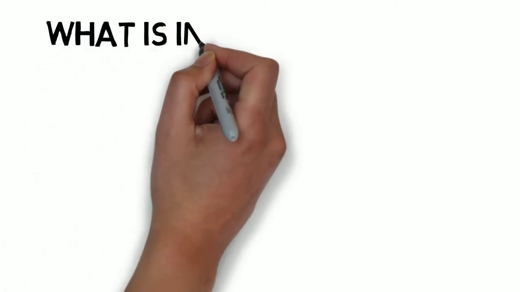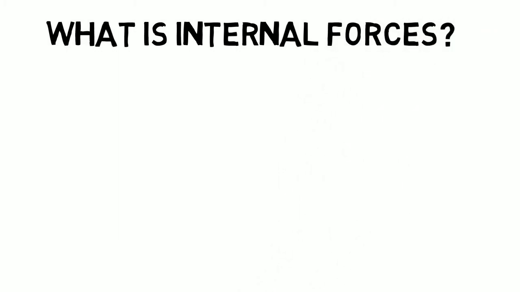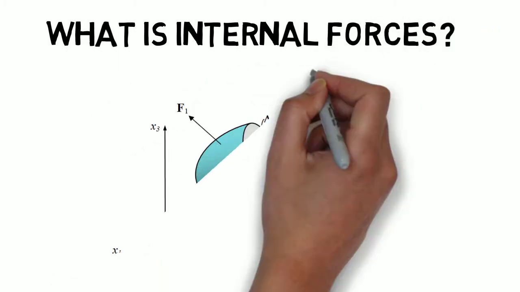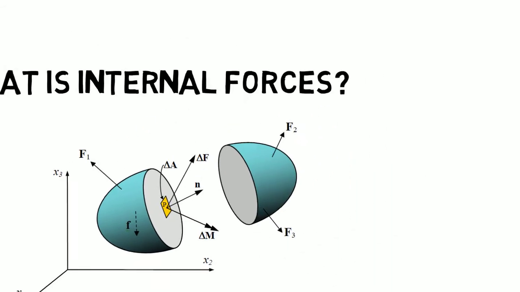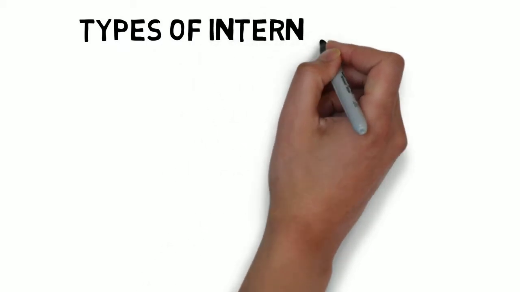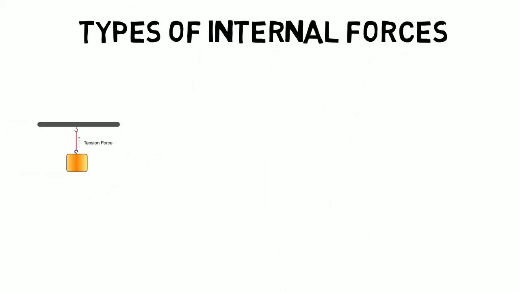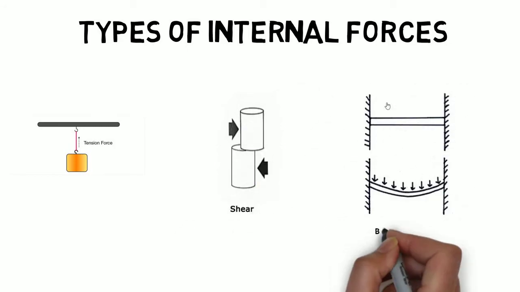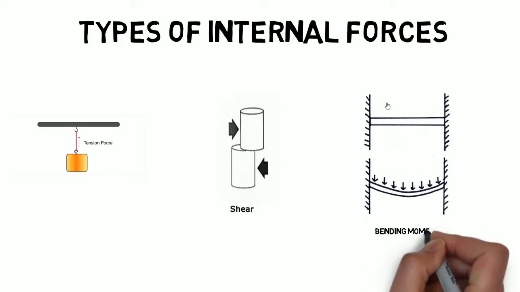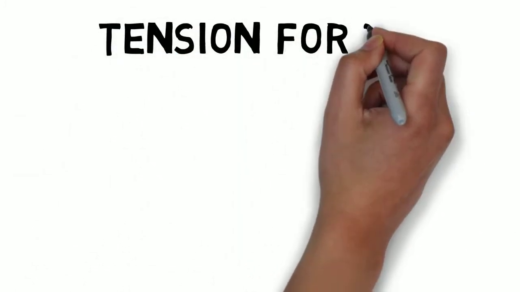So, what are internal forces? Internal forces are produced from the external forces acting on structural members, such as poles, beams, or columns. There are three types of internal forces: tension forces, shear forces, and bending moment. So, let's dive into each of them separately. First, we start with tension.